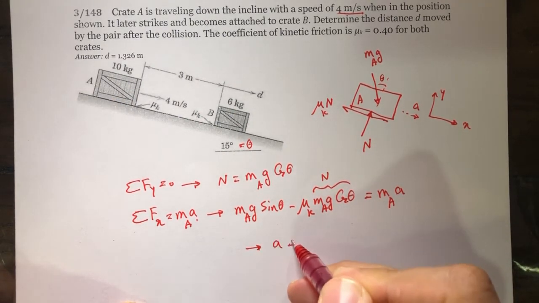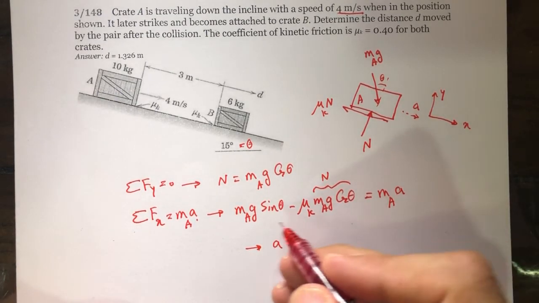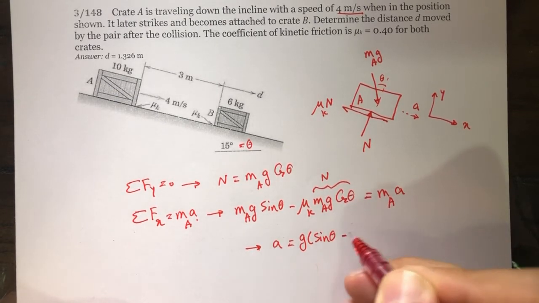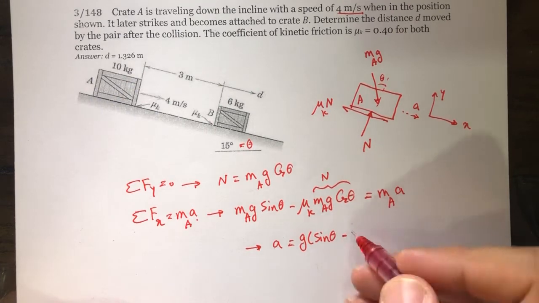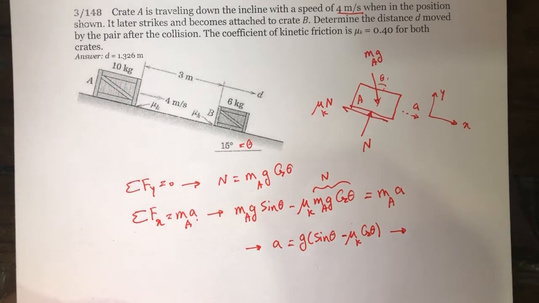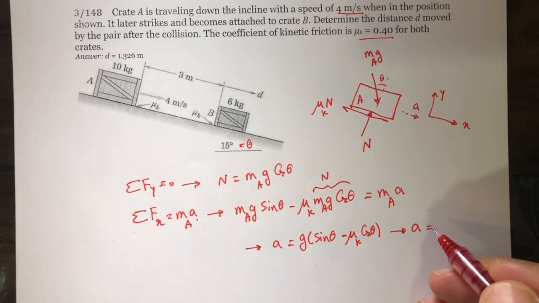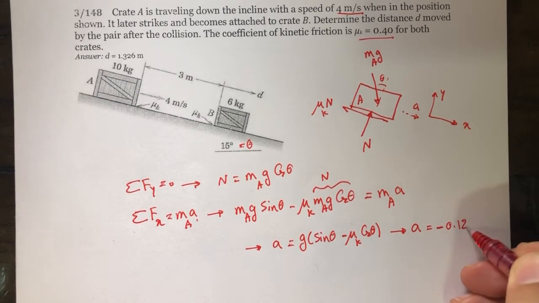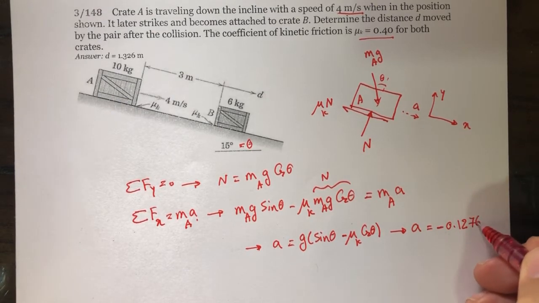So acceleration of the box is going to be g times sine of theta minus g times mu k times cosine of theta. And in this specific problem, theta is equal to 15 degrees, mu k is given, it is 0.4. So from here, acceleration is going to be equal to negative 0.1276 times g.